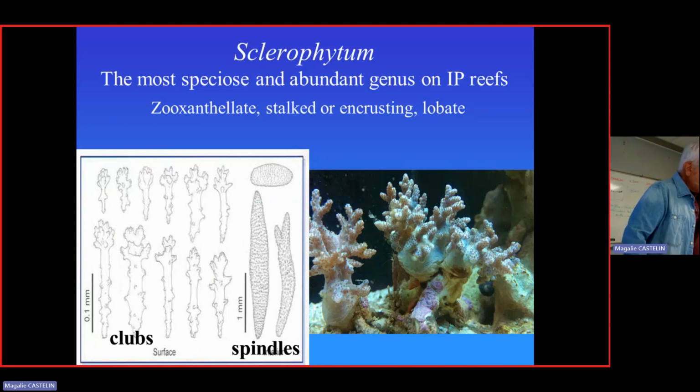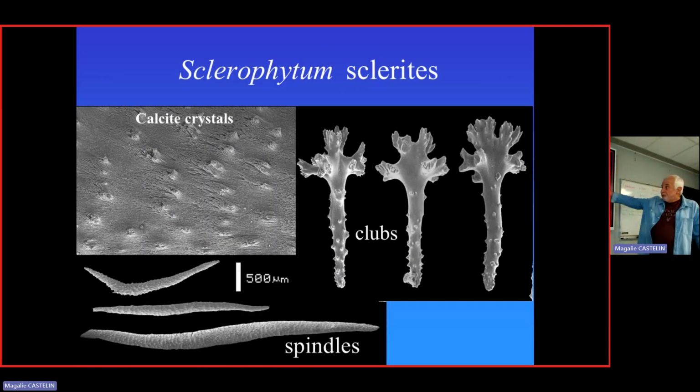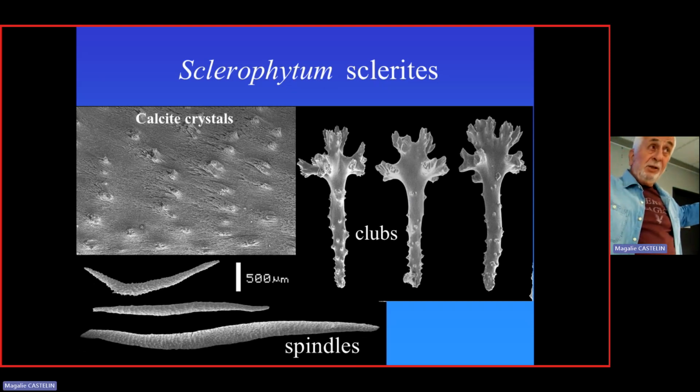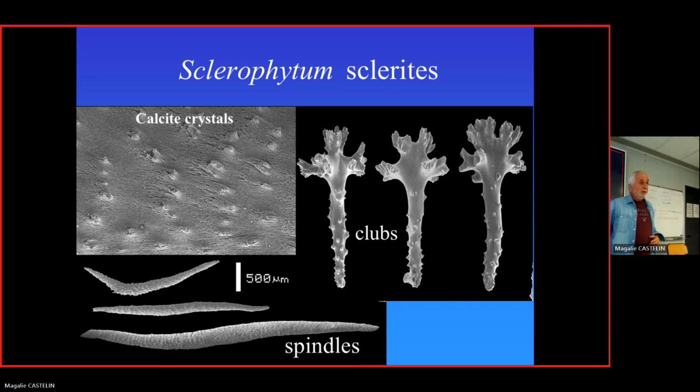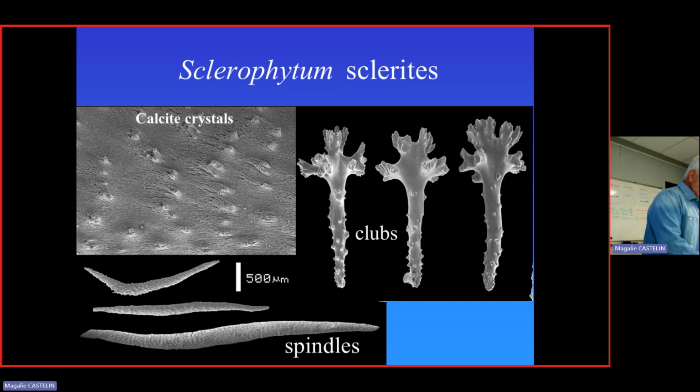This is the most diverse and abundant genus on Indo-Pacific reefs, zooxanthellate. Colonies are stalked or encrusting, with lots of lobes with polyps. The sclerites are clubs of different shapes. The beauty of creation. Just think, 185 species with different clubs. Oh my gosh. Yes, they exist, different clubs. And spindles in the interior part. Genetics is quite straightforward. Morphology, yes, gives you good direction.